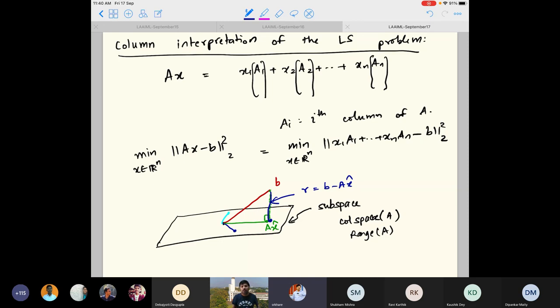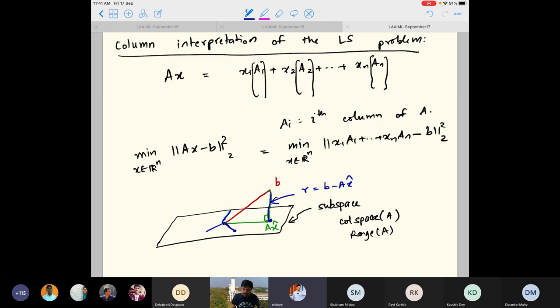So what does the perpendicular condition say? For example, it in particular means that the residual vector should be perpendicular to all the columns of A, because all the columns of A lie inside the plane. If the residual is perpendicular to the plane, then it is perpendicular to every vector in the plane. So if you choose the basis of that plane, which is nothing but the columns of A, the residual should be perpendicular to each of these columns of A. Is that okay?